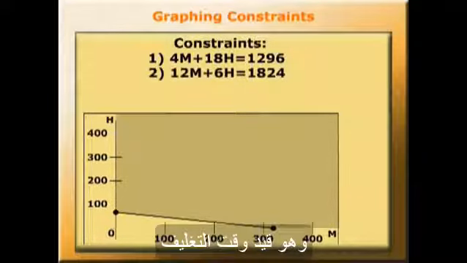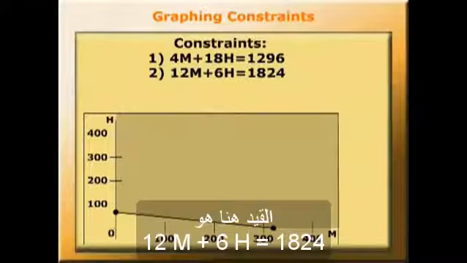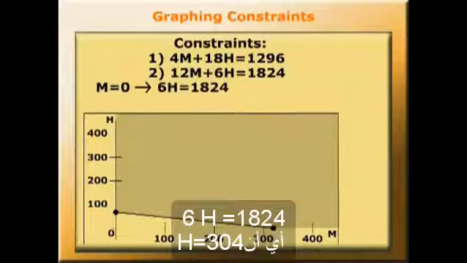This is the capital constraint, the amount of machine time. And we can plot that in the same way as we did for the labour constraint. The constraint here is 12M plus 6H equals 1824. So if we now set M equal to 0, we get 6H equals 1824. So H is equal to 304.